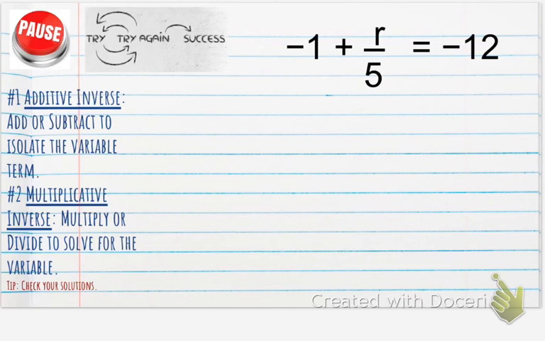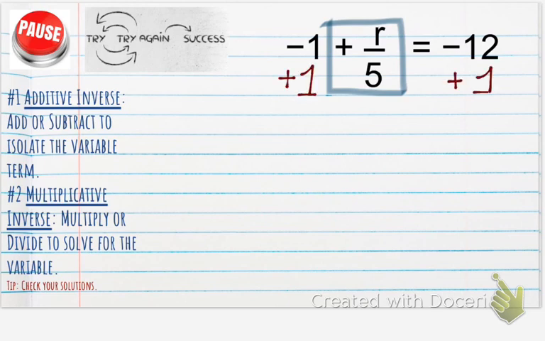What is the variable term in this one? Did you put a square around the r divided by 5? If you did, you're right in line with me. Good job. What was your next step? If you said the additive inverse, I agree. So what's the additive inverse of a negative 1? Yes, a positive 1. And what happens to the ones? We get a 0. Now what's negative 12 plus 1? Remember, different signs. What do we do when we have different signs? We subtract and we keep the sign of the larger absolute value. And in this case, it's going to be a negative 11. I agree.